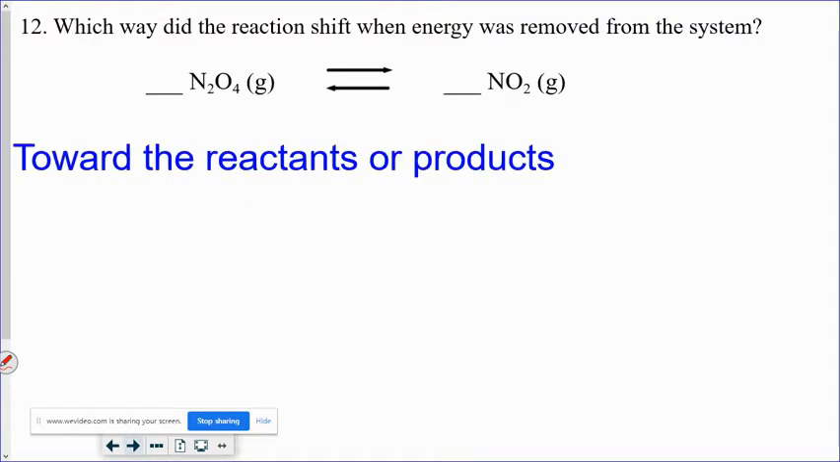Which way did the reaction shift when energy was removed from the system? It shifted this direction, towards the reactants, when we remove energy from the system.